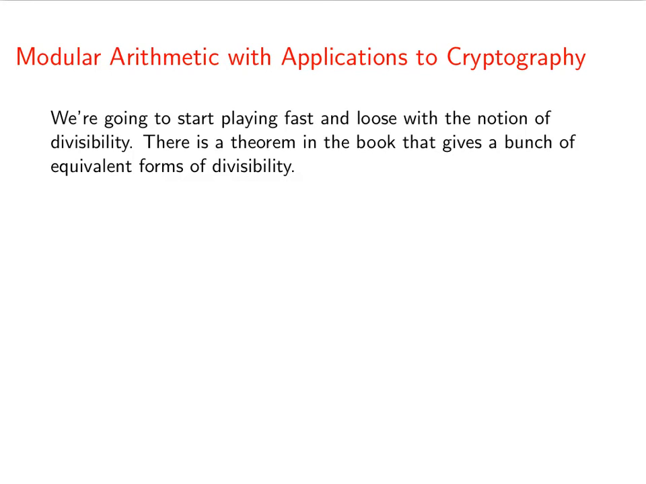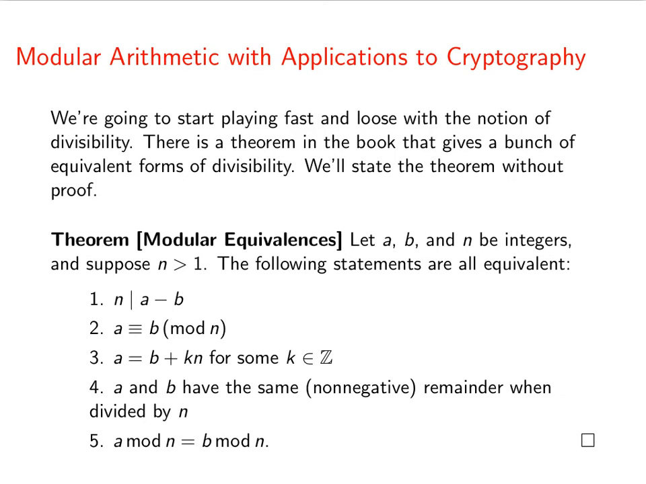Now there's a theorem in the book that gives a whole lot of equivalent forms of divisibility. What we'd like to do is state the theorem without proof. The proof is not particularly illuminating. So the theorem goes like this. If you have integers a, b, and n, with n bigger than 1, then these 5 statements are all equivalent. What it means for those statements to be equivalent is that if any one of them is true, then they're all true. If any one of them is false, then they're all false.